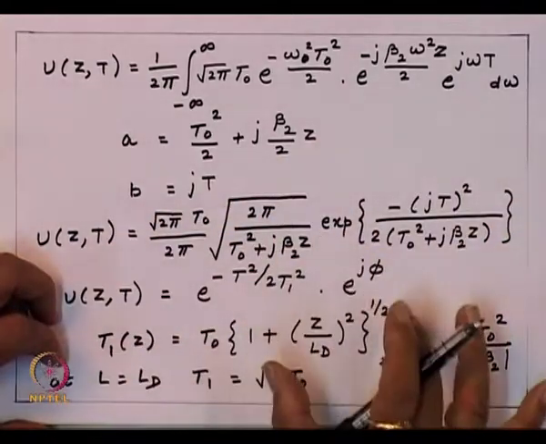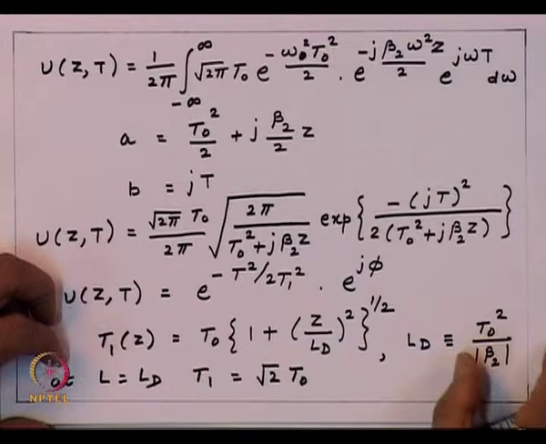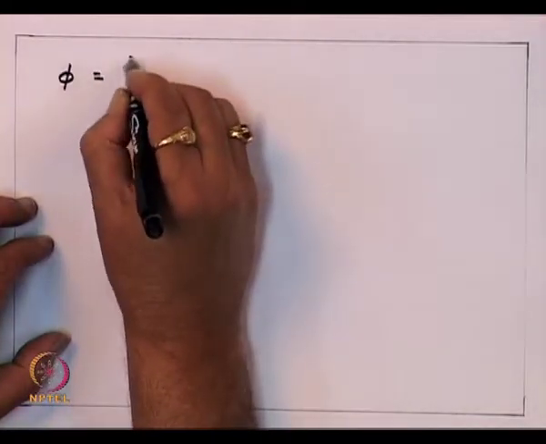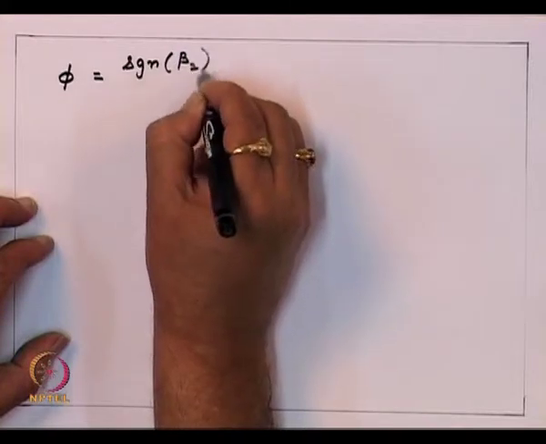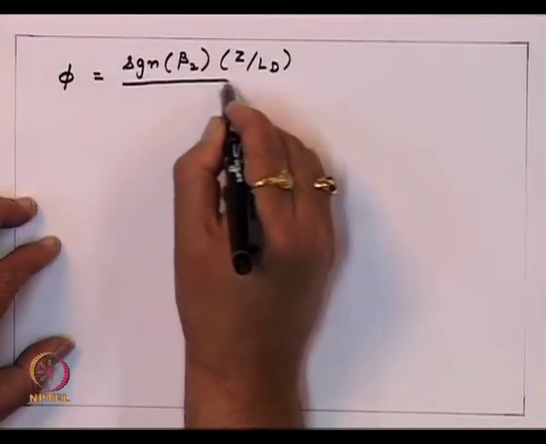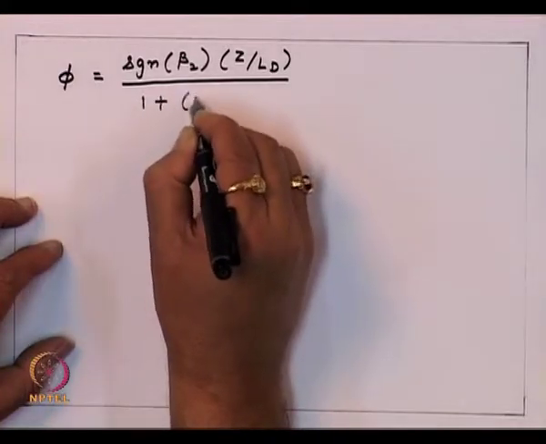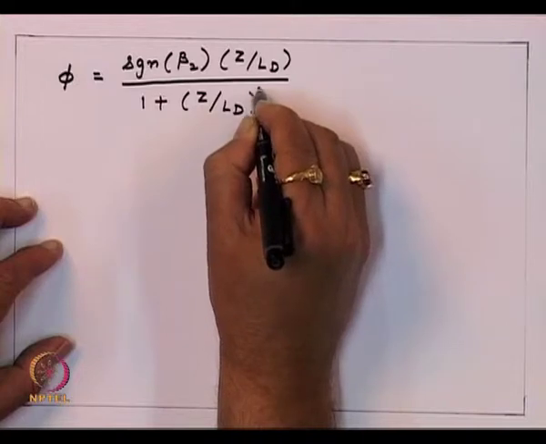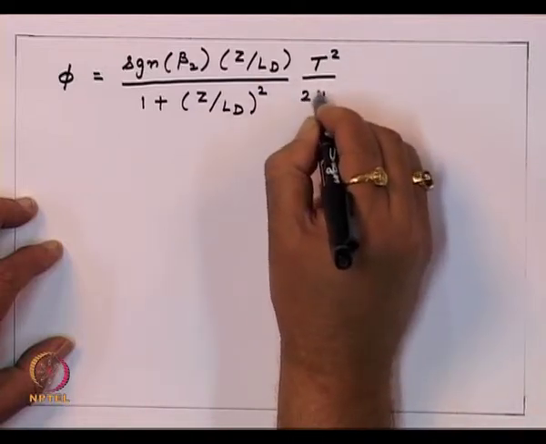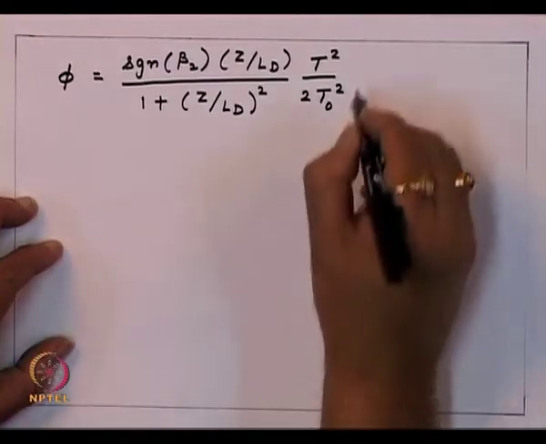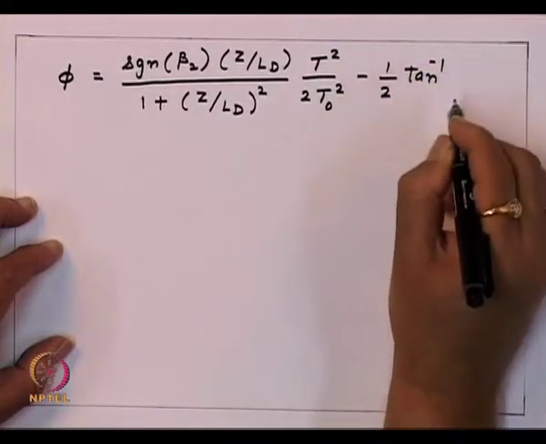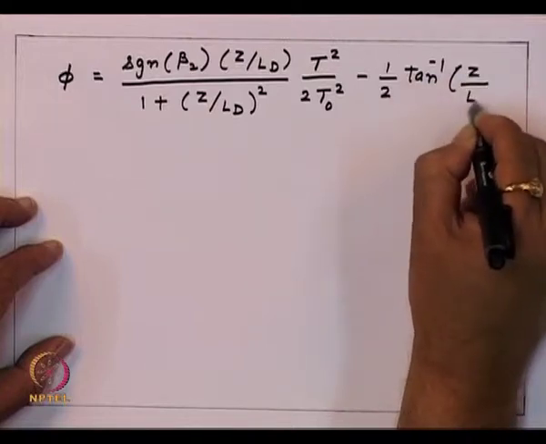We can take the imaginary part of this and then we can get the phase function phi, which is given by phi, which is equal to sign of beta 2 z by L d divided by 1 plus z by L d whole square, t square divided by 2 t naught square, minus 1 upon 2 tan inverse of z by L d.